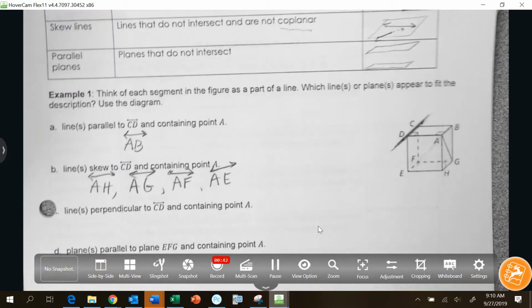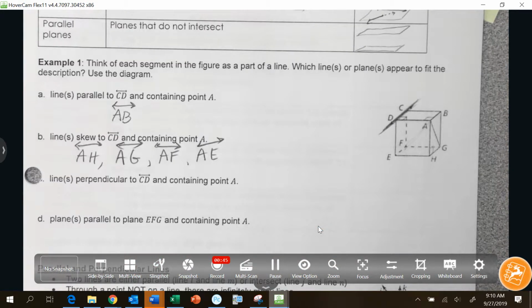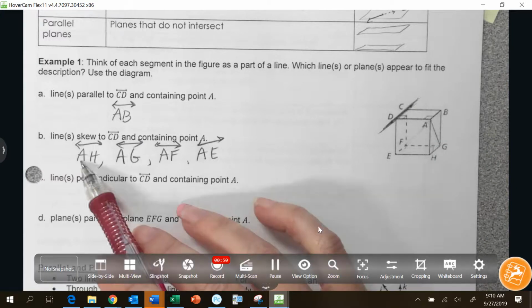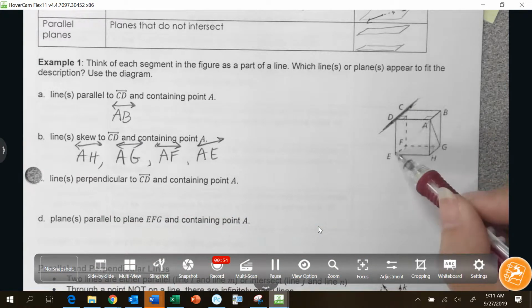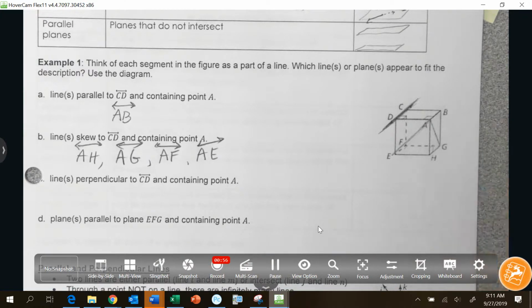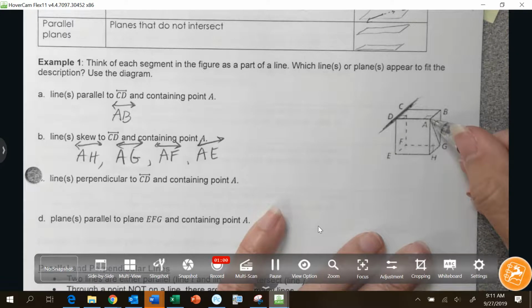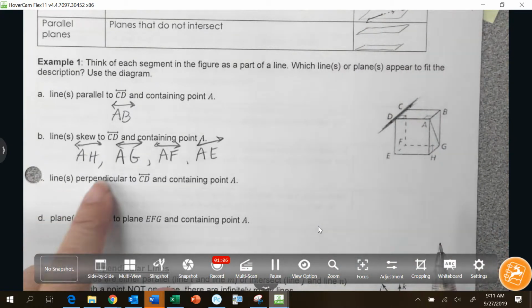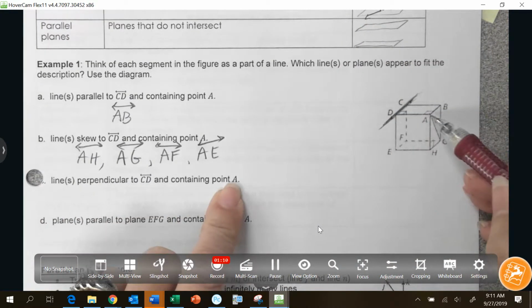And when we started going through our notes, we talked about that AB is parallel to CD, because they're in the same plane. And then all of these other lines are skew, including AE. Even though there's not a line drawn through it, the 2-point postulate says between A and E, there is a line. So now we are on lines perpendicular to CD and containing point A.